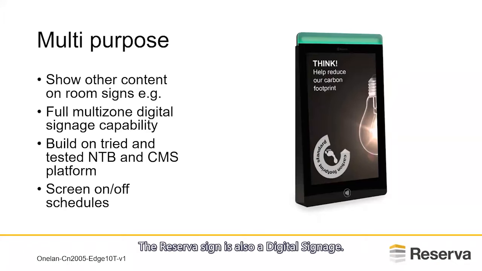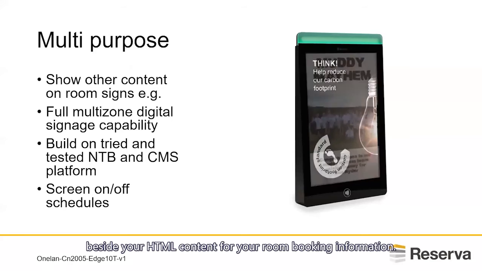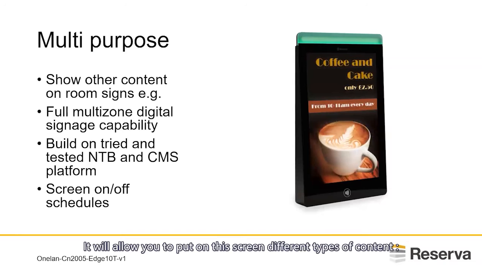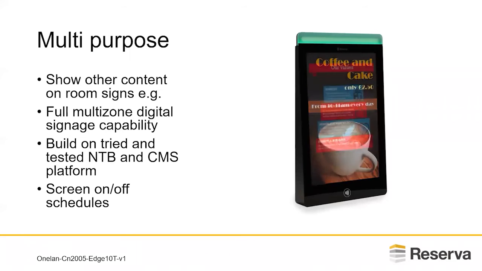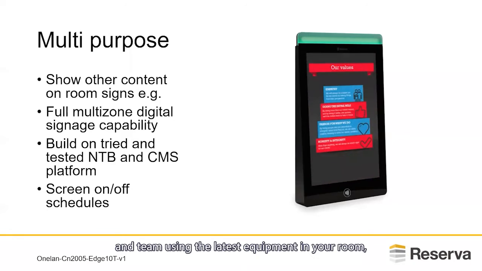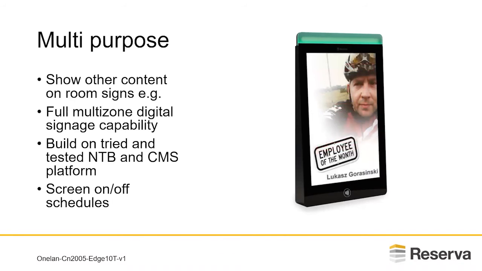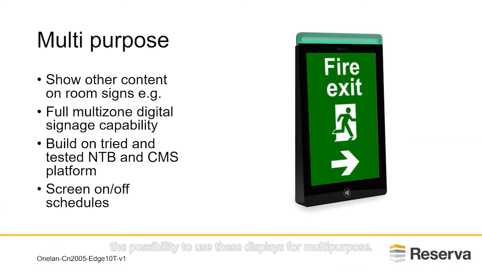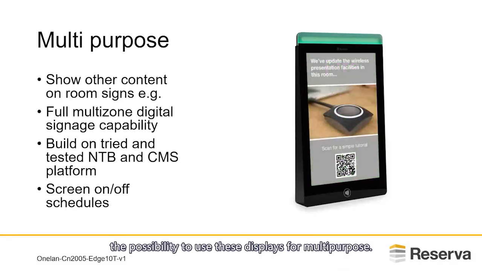The Reserva sign is also a digital signage. It is like an NTB running on Linux, and it will connect to your One-Line CMS. So you can create layouts of content, including picture, video, HTML, beside the HTML content for your room booking information. It will allow you to put on this screen different types of content, corporate information, information for your visitors and team using the latest equipment in your room, corporate messages. Our customers are always very happy to have the possibility to use this display for multi-purpose.